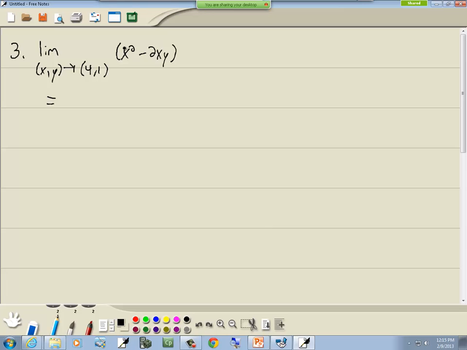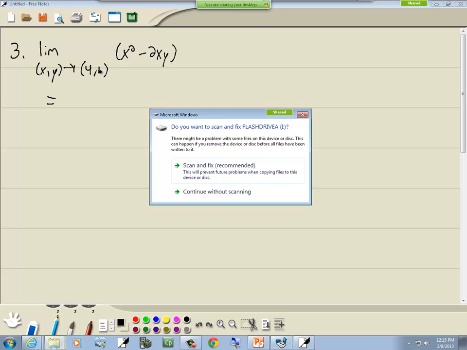But anyway, these are nice polynomials. We got x to a power, y to a power, so there's nothing wrong with this one. So let's plug in. When we got the limit as xy goes to 4, 1, the first part is your x, and the second part is your y.